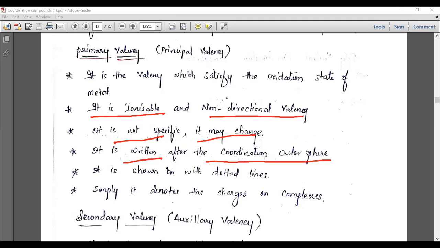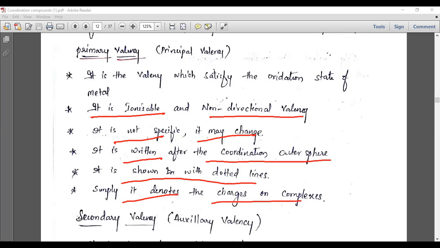You should write it only outer to the coordination sphere, because they are completely ionic bonds. They are not dative bonds. They are not involved in a coordinate covalent bond. So they are ionic bonds, which means they are written after the coordination sphere. They are shown in dotted lines. You must draw those ligands with dotted lines, because they are not perfectly dative bonds. Simply, it denotes the charges on the complexes.